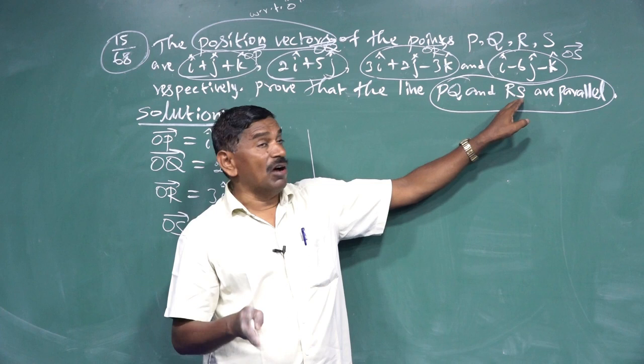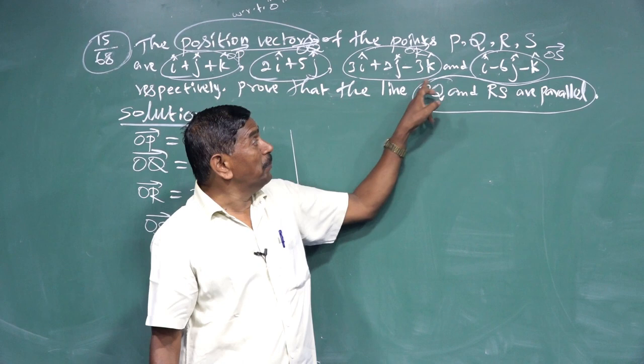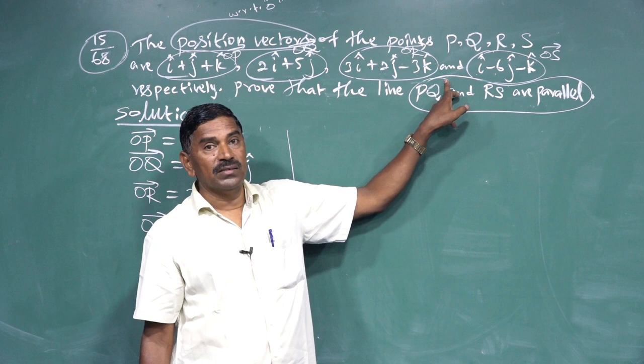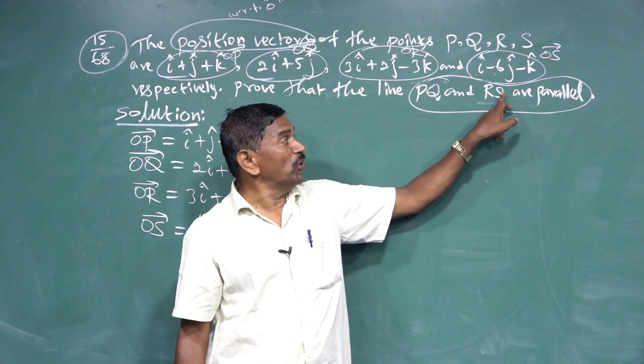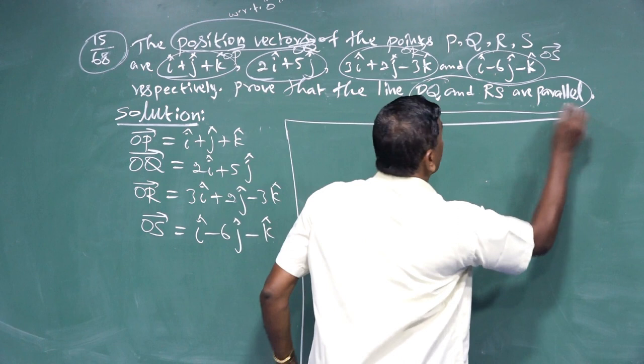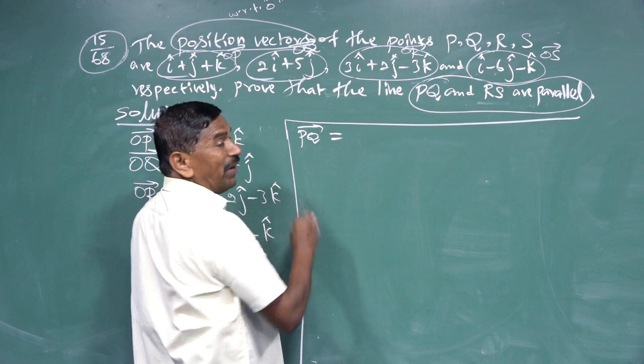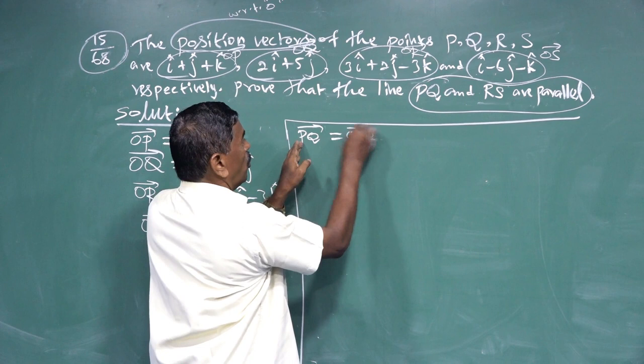First I want to find the PQ vector, then the RS vector. What is PQ vector? Yes, OQ vector minus OP vector. What is RS vector? Yes, OS vector minus OR vector. So that is the initial work. Now listen. First I want to find the PQ vector. PQ vector is equal to, very good, OQ vector minus OP vector.